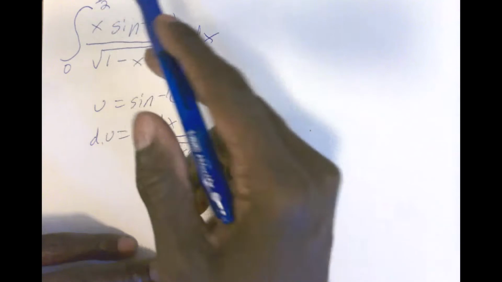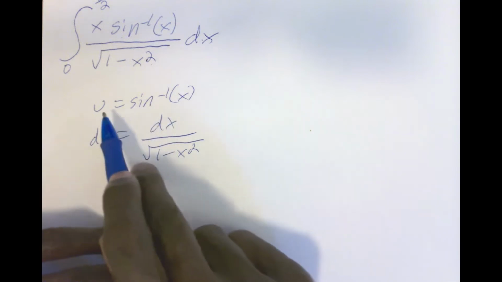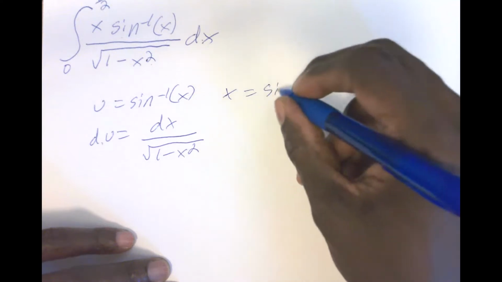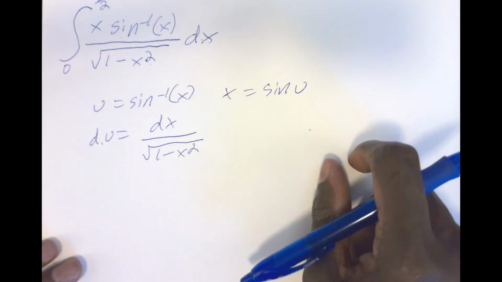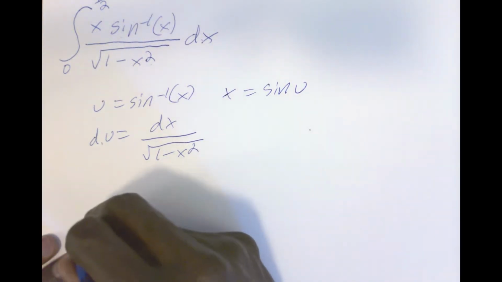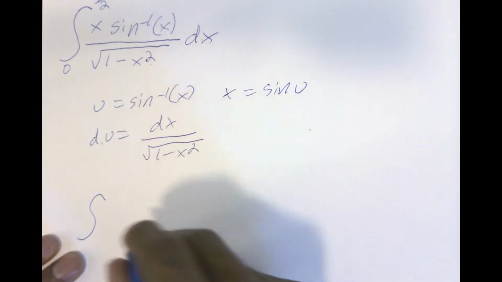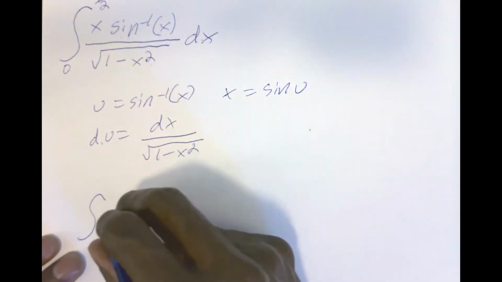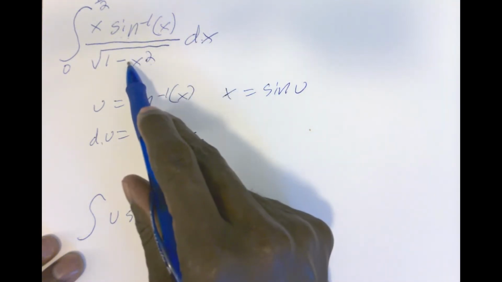The only thing we have left is this x. We're changing to u, so we have to represent x in terms of u. If u is the arc sine of x, then x is sine u. So there's your x in terms of u. When we do the substitution, we'll integrate, and x is sine u, and arc sine is u, so we'll say u sine u, and dx over the square root of 1 minus x squared is du.